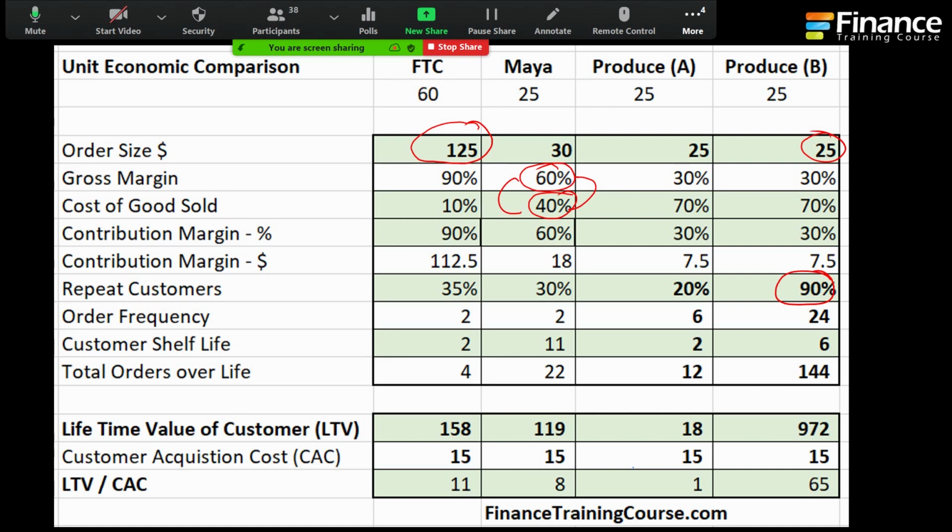A fourth way is to increase the order frequency. If the customer is only buying once every 2 months, figure out some way of letting him buy once every week, once every 2 weeks, or once every 3 weeks. And the final way is to increase the customer shelf life. So these are all ways of scaling. But now you think in terms of the impact of these models and these strategies on the value of a business.